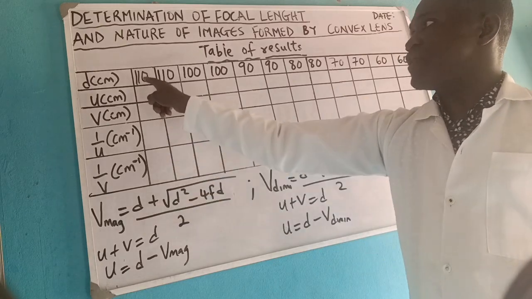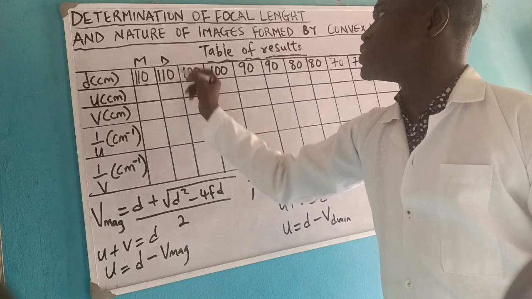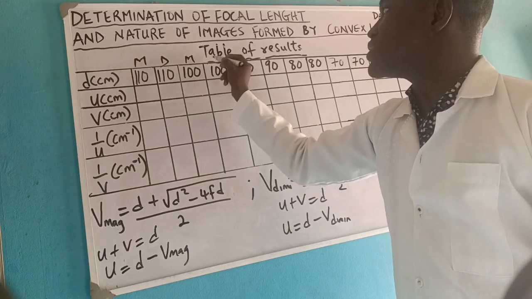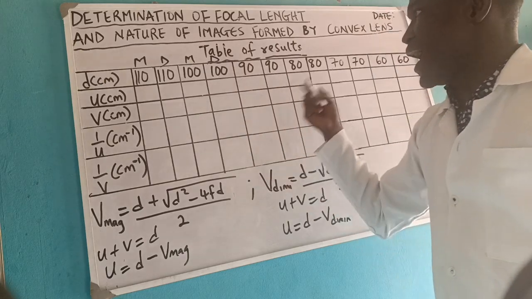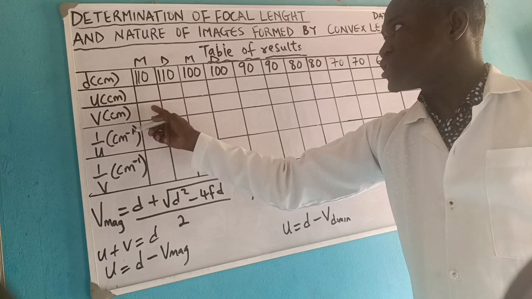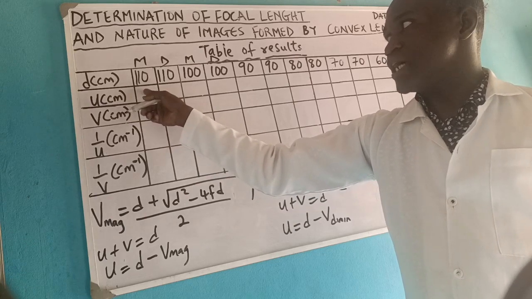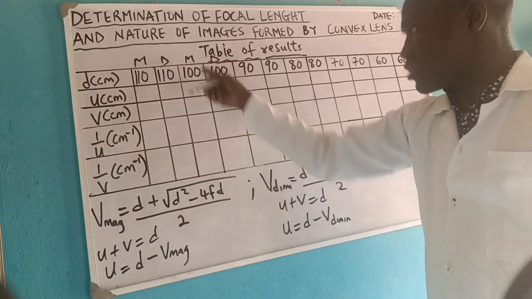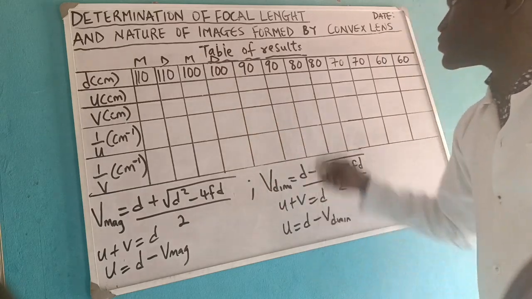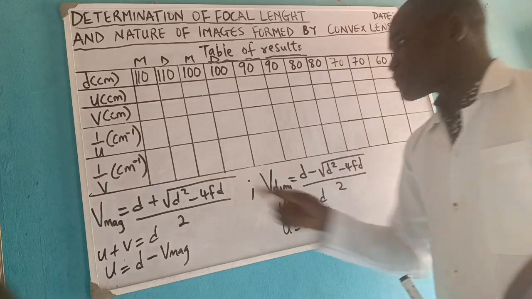Our d for the first one, this will be magnified, diminished. Magnified, diminished. Are you getting it? The first one will be talking about the magnified image. Then the value of the object you will write. The second, we follow it that way: magnified, diminished, magnified, diminished. Okay.